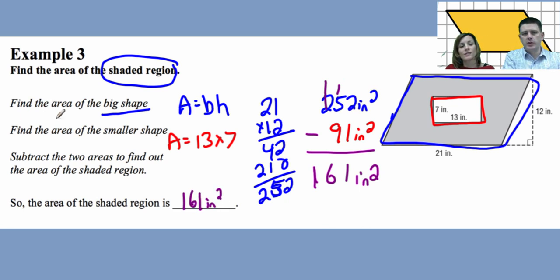But as you're working through it, just use those 3 steps and walk yourself through it step by step to find that shaded region.